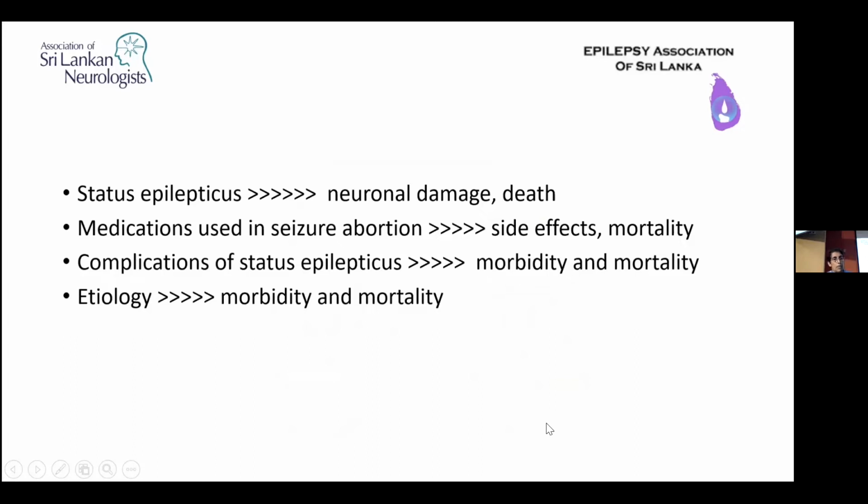We have a problem. We have a patient who has a condition that's going to cause neuronal damage and quite a possibility of dying as well. But on the other hand, we have medications that have a bad side effect profile, and occasionally, if not carefully handled, can even cause death. Some more things to complicate matters. The complications of status epilepticus, not just having the seizure, but other secondary complications, can also give you morbidity and mortality. Very simply put, even an aspiration can cause your patient to die.